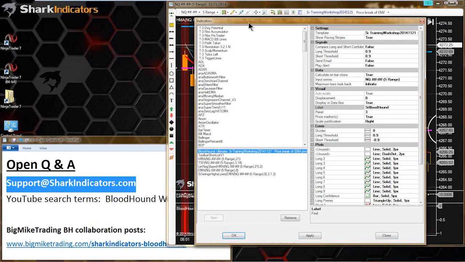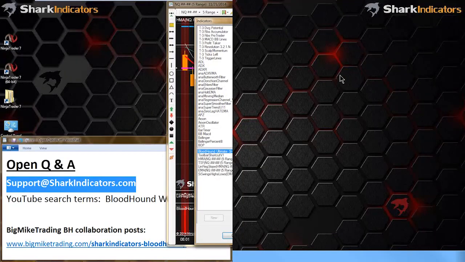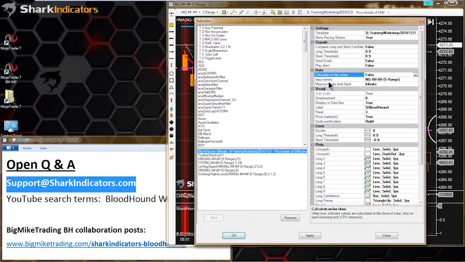So the way you can determine if a crossover occurs before the bar closes is what this NinjaTrader function, Calculate on bar close, does. If you set that to false, what that means is that your indicators are calculating in real time. Your indicator does not wait for the bar to close. So if you set that to false in BloodHound, then BloodHound's going to be calculating all your indicators in real time on every incoming tick. And so that's how you can determine if a crossover happens before the bar closes.